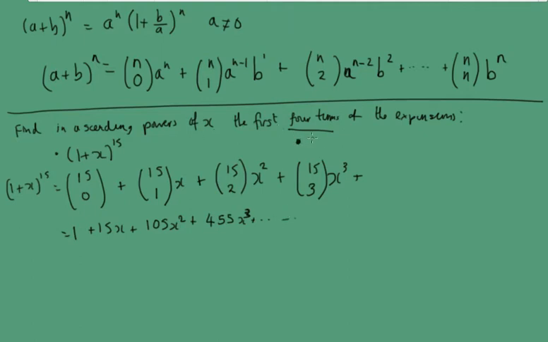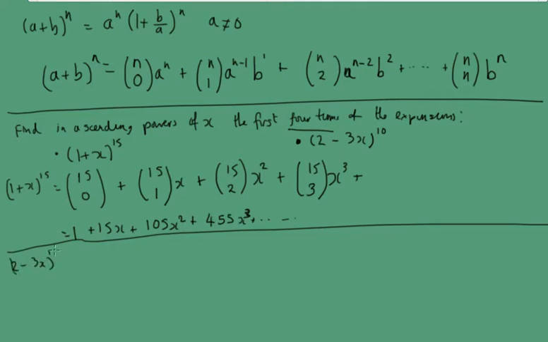Next we're going to do 2 minus 3x to the power 10. So just draw a line under there to separate them. Power 10. So our first one is going to be 10 choose 0, and now this time, if we think about a plus b here, a is now 2. So we're going to have 2 to the power 10. And then we've got b, and b would just be 1.